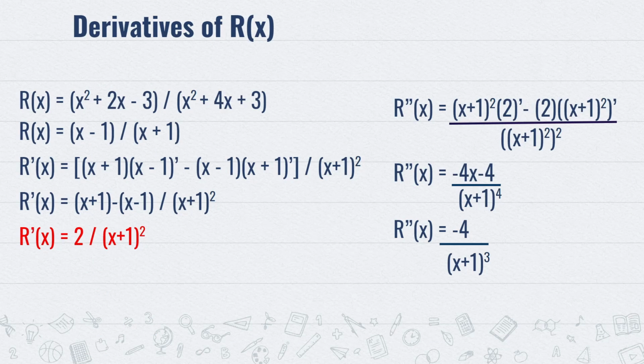Howdy, howdy, it's me again, eager to tell you about the first and second derivatives of r of x. We can find our first derivative by simplifying the function and canceling out the hole, and then applying the quotient rule. After all the work is done, we are left with our first derivative, which is 2 over (x plus 1) squared. We can find the second derivative by using the same quotient rule like last time to find negative 4 over (x plus 1) cubed.